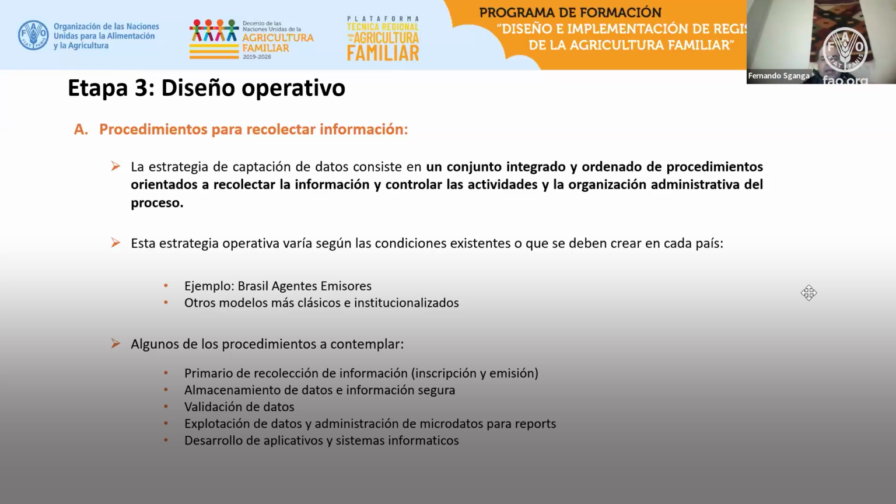And then, of course, it's important to think about how the information will be collected, how it will be registered, how to store it, how to validate it, how to make it safe and secure.